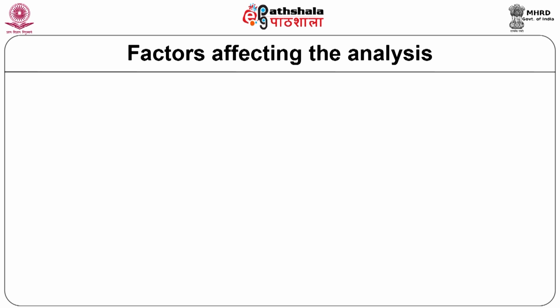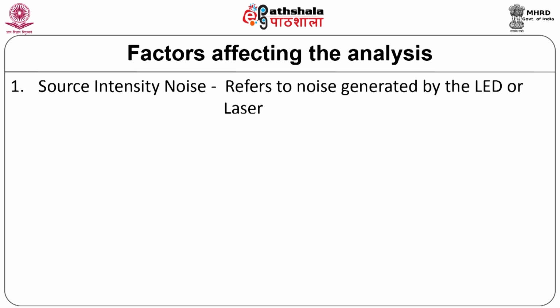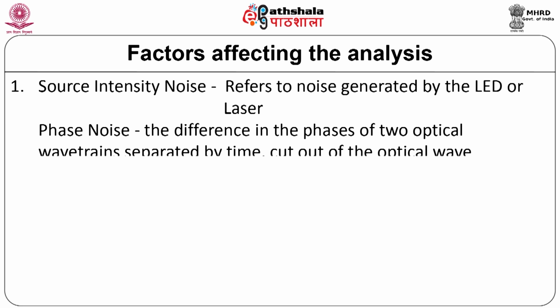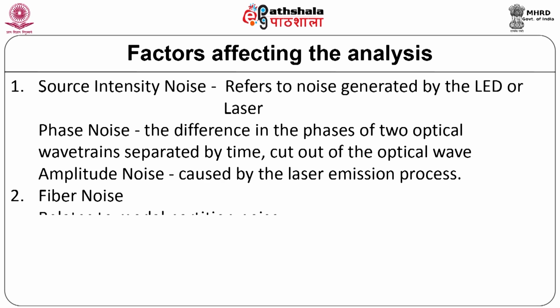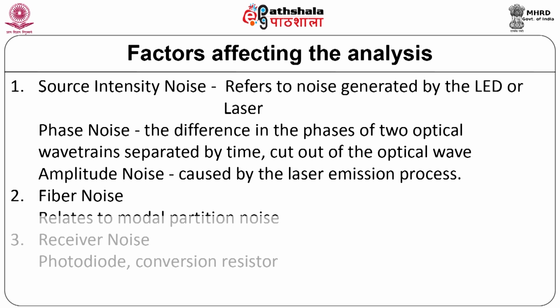Factors affecting the analysis. Source intensity noise refers to the noise generated by the sources, that is LED or laser. Phase noise, the difference in the phases of two optical wave trains separated by time, cut out of the optical wave. Amplitude noise caused by the laser emission process. Next is the fiber noise, relates to the modal partition noise, and the receiver noise, which is the noise generated in the photodiode or conversion resistor.